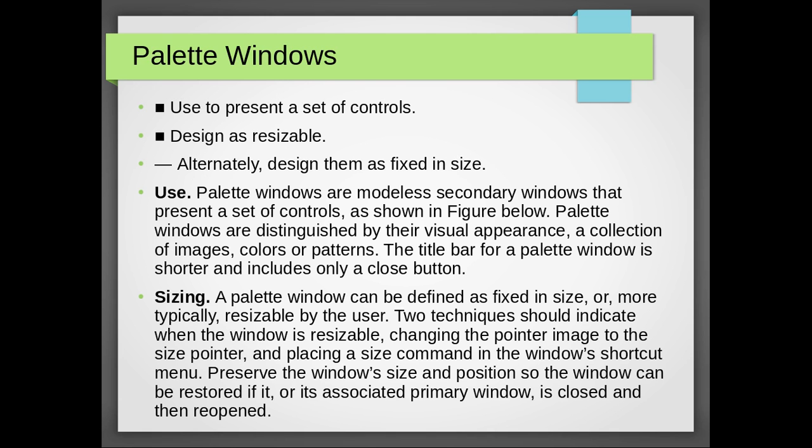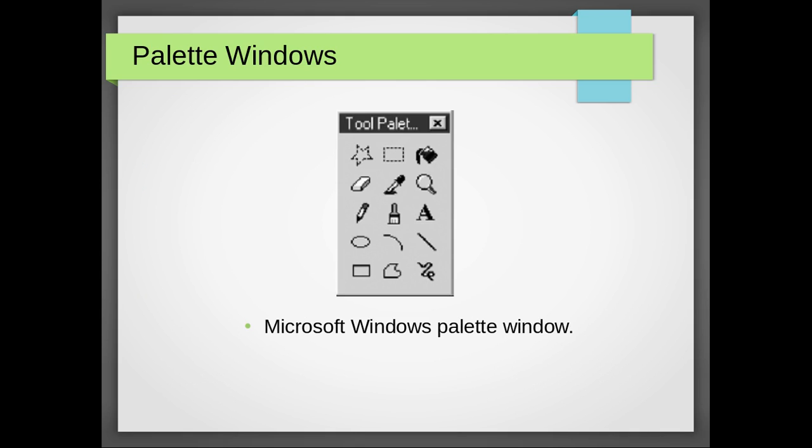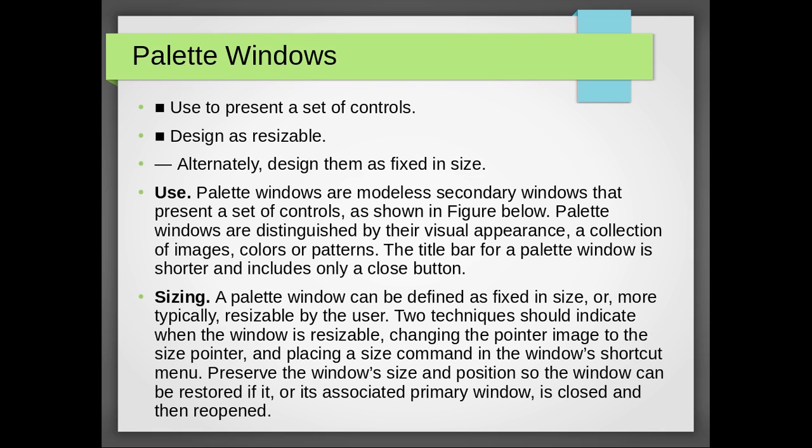There is something called palette windows used to present a set of controls, designed as resizable. Alternately, design them as fixed in size also. Uses a palette window. Palette windows are modeless secondary windows that present a set of controls. As shown here, there are tools called pencil, eraser, square, crop in the Paint application of Windows. Palette windows are distinguished by their visual appearance, a collection of images, colors, and patterns. The title bar for the palette window is shorter and includes only a close button.